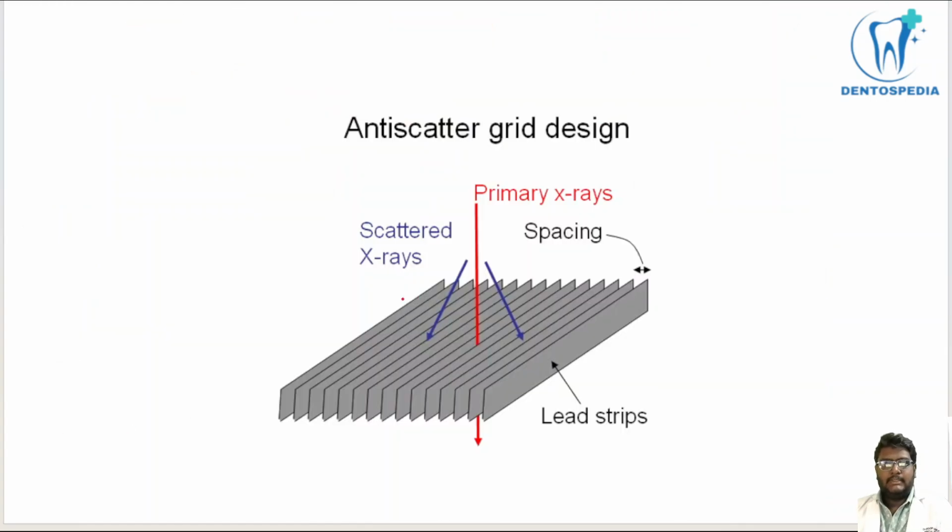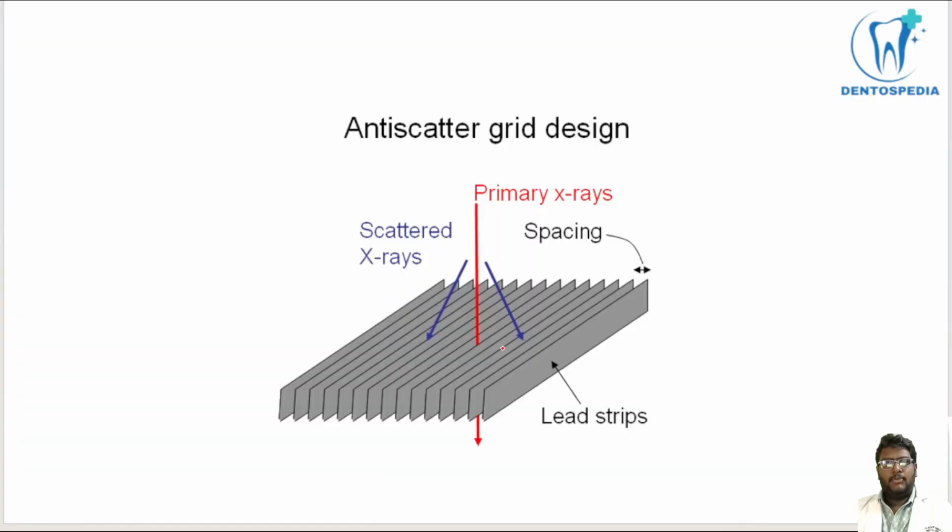And this is the anti-scatter grid design, commonly called grids. Okay, they are nothing but strips of lead. These are commonly used in extraoral radiography, and we place these grids in between the patient and the film. Okay, and the main purpose of the grid is to absorb the scattered photons.